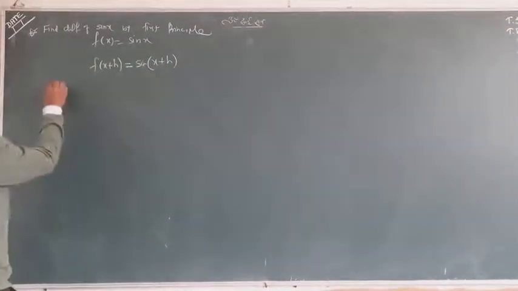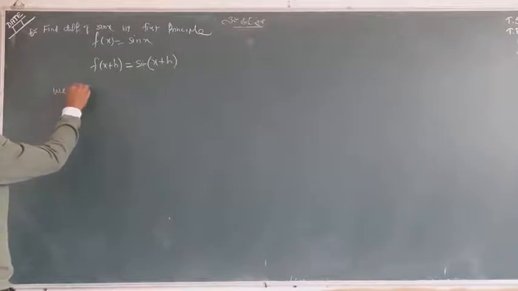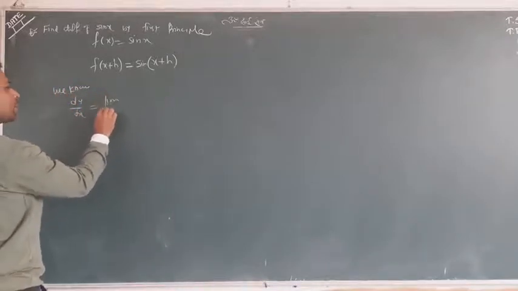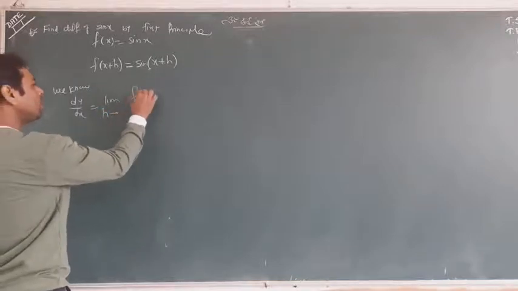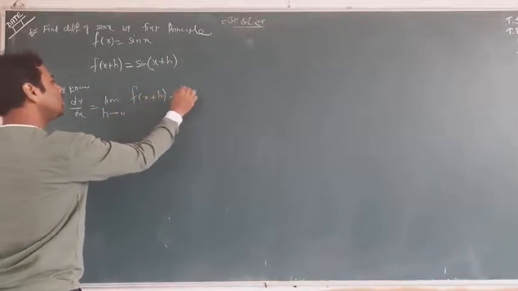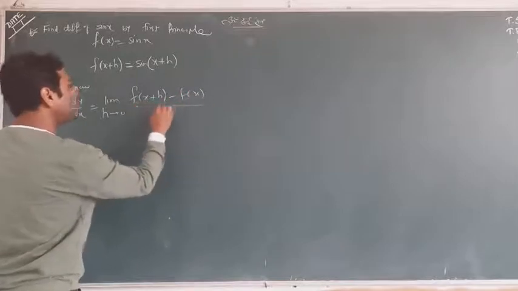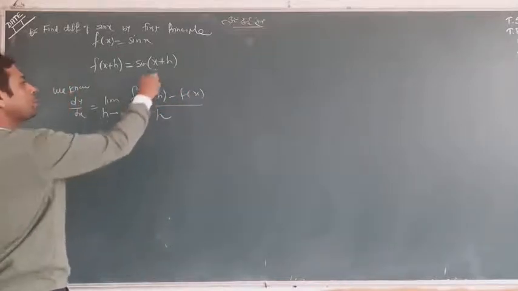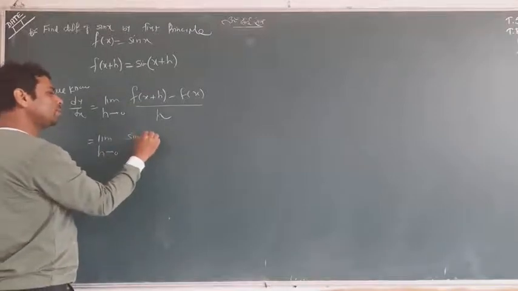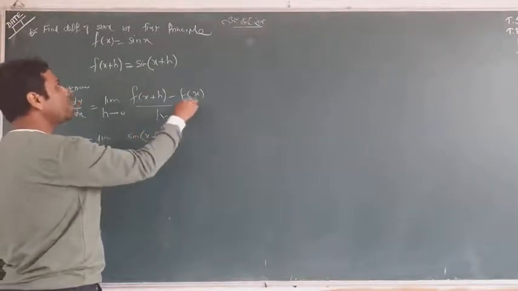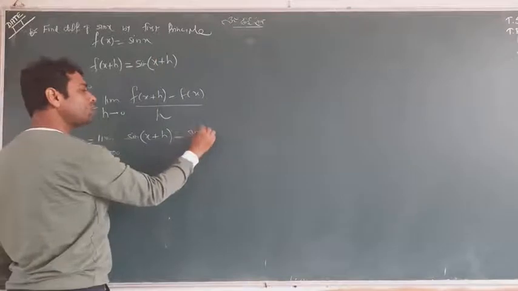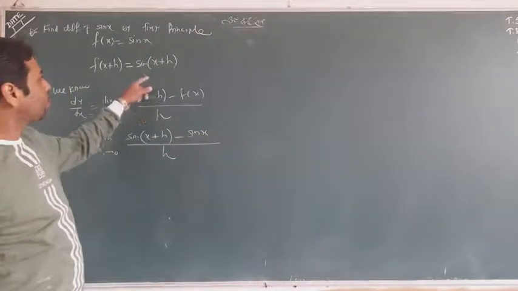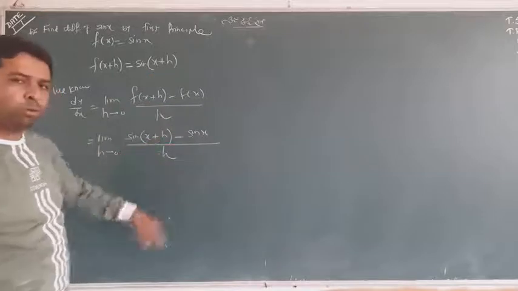Now, this is the formula. We know by first principle, dy by dx equal to limit h tends to 0, f of x plus h minus f of x upon h. Now put in the values. f of x plus h equal to sin x plus h. f of x equal to sin x, upon h. You put the value of x plus h and f of x. Now, what you will do, look at it again.